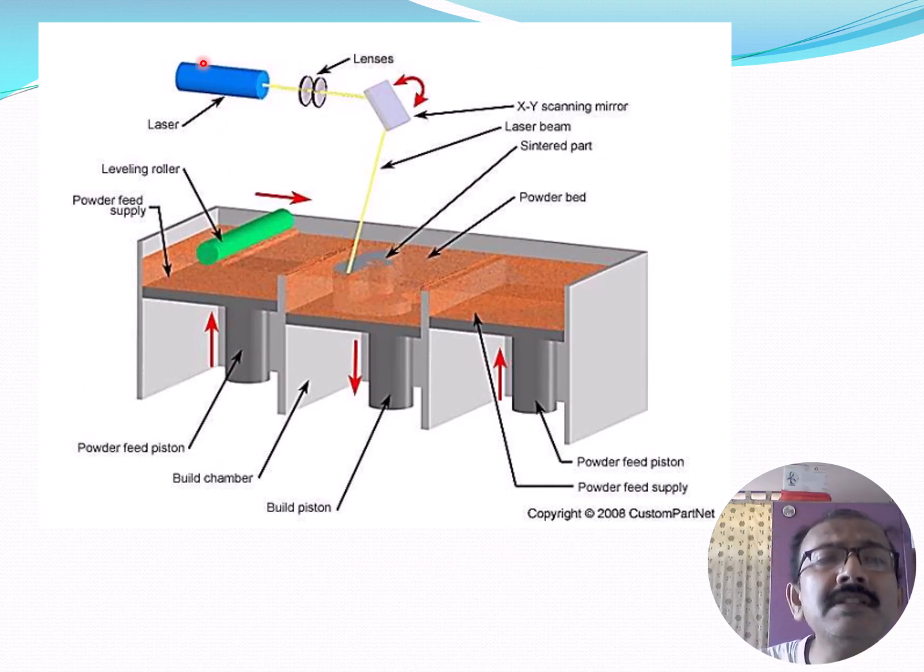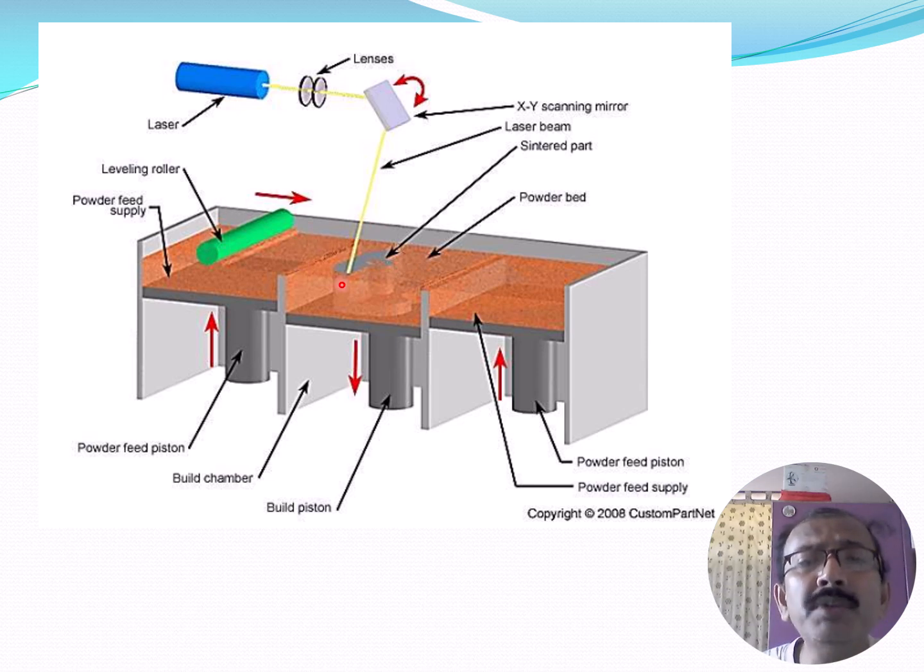So this is the laser. That laser comes through the lens and through the deflector, and melts the powdered material. That is the XY scanning mirror. This is the laser beam. This is the sintered part, and this is the powder bed.